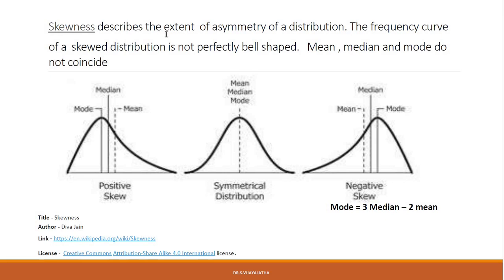So skewness will describe the extent of asymmetry in a distribution. As we saw here, in a perfectly normal distribution, the mean, median and mode coincide. Whereas when the data is positively skewed, we have an asymmetry here. The right side tail is longer. And when the distribution is negatively skewed, we have a tail in the front. And the mean, median, mode do not coincide. They are usually represented by the relationship mode is equal to 3 median minus 2 mean.